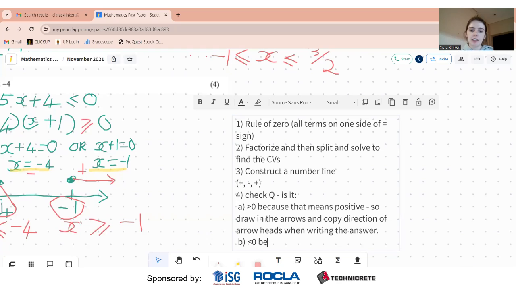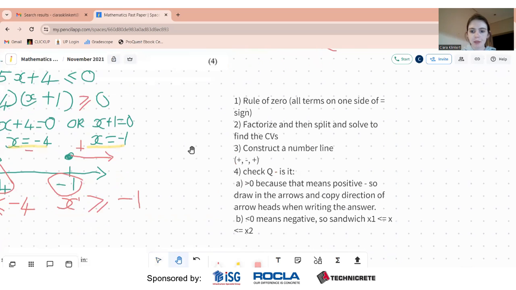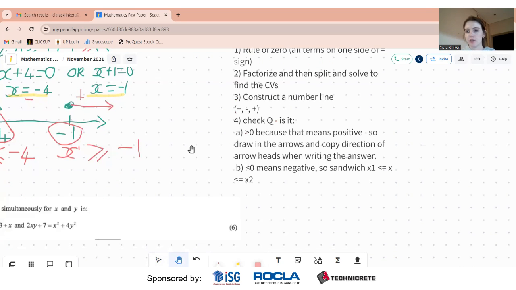Okay, if it's less than or equal to 0, it means negative. So we do the sandwich. So it's going to be x1 less than or equal to x less than or equal to x2. What I mean by that is that's going to be the general form, where x1 and x2 are critical value 1 and critical value 2. So if the first critical value was -3 and the second critical value was 4, we're going to write x in this kind of sandwiched way.